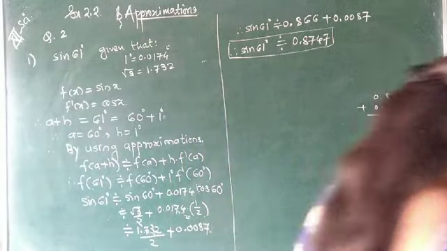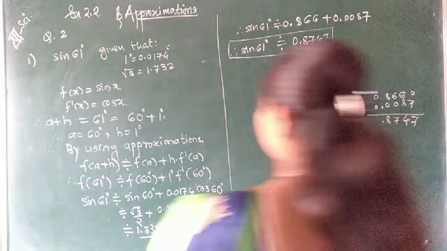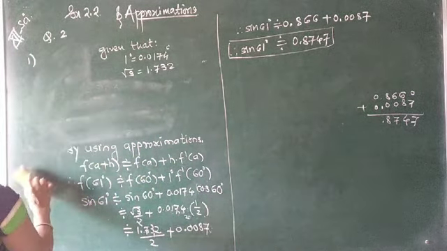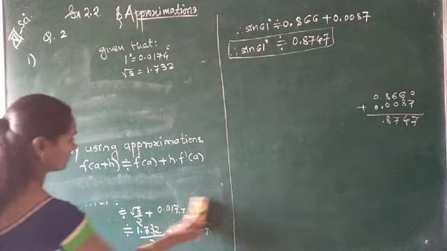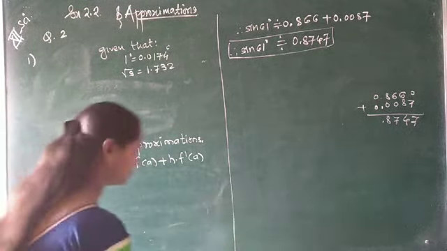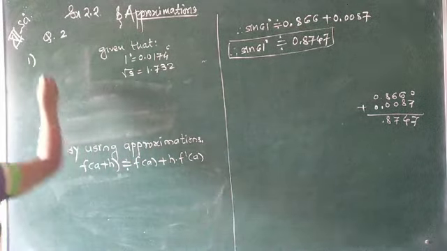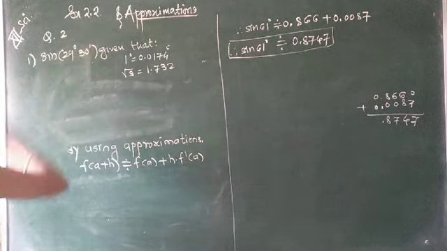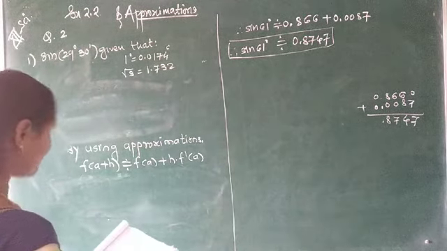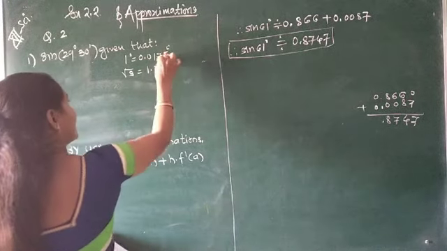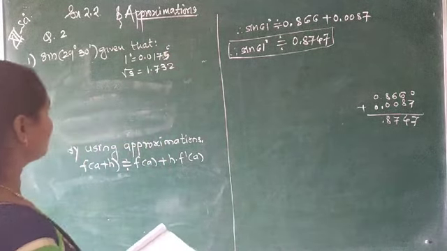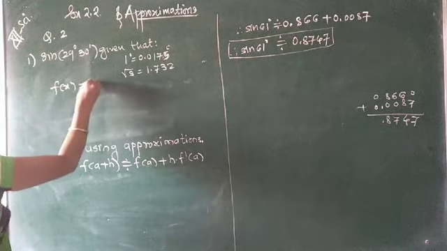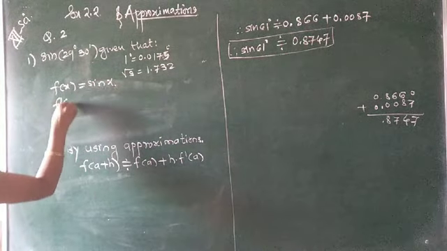Sin 29 degree 30 minutes. What is given here? That is 1 degree is 0.0175 radian, and second, root 3 is 1.732 also. Now again f of x is in terms of sin x. Therefore f dash of x is again cos x.